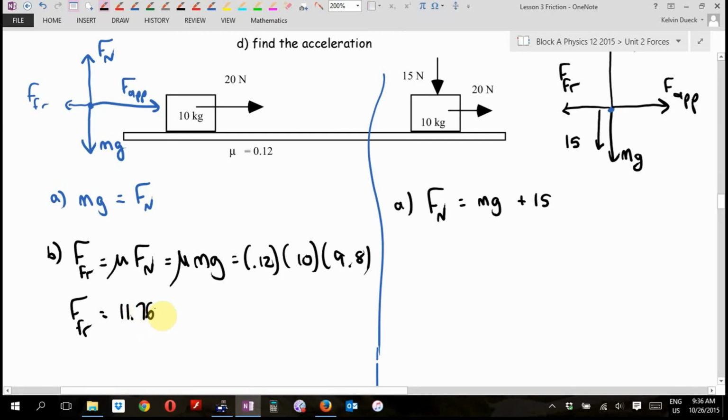Wait a minute. How many sig figs is that? Let's go to 3 sig figs since it's an answer. Units, friction. Force of friction does have units. Mu has no units, but what about the force of friction? Newtons.